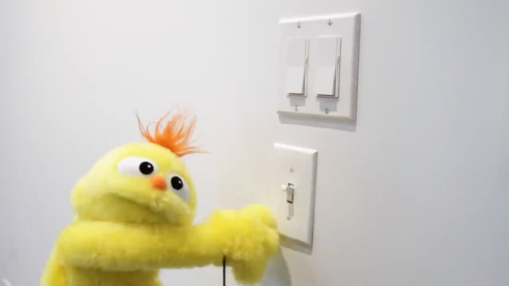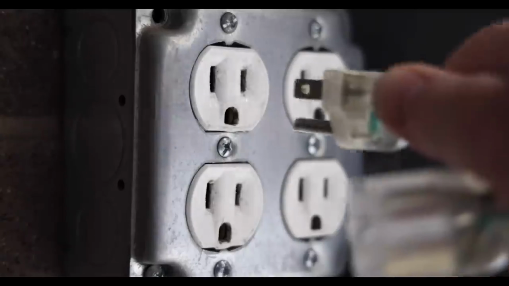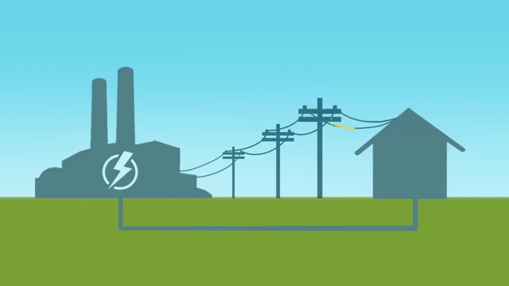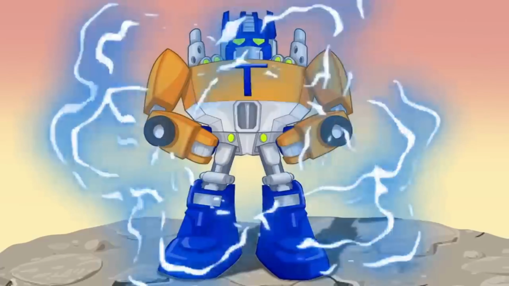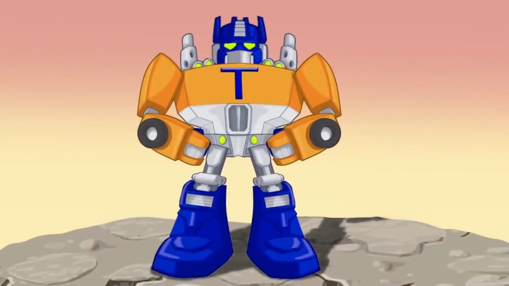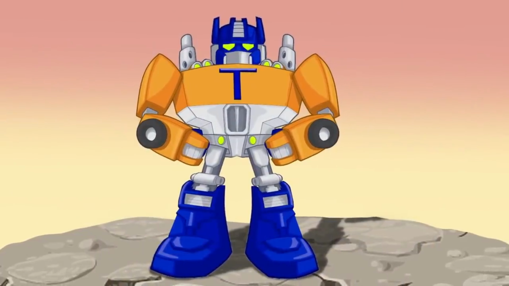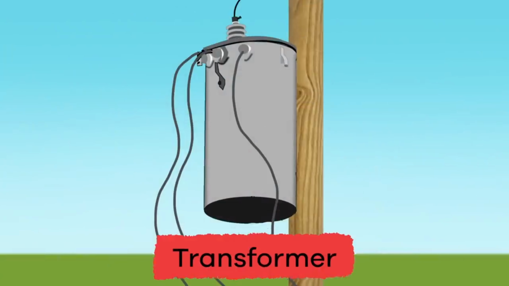When you turn on a light in your home or plug something into an electrical outlet, the power flows from the power plant. But before it enters your home, it passes through something called a transformer. Nope, not that kind of transformer. That would be really cool, though.